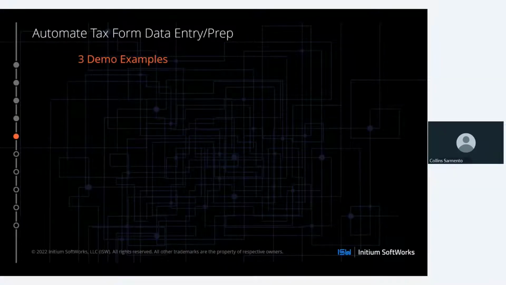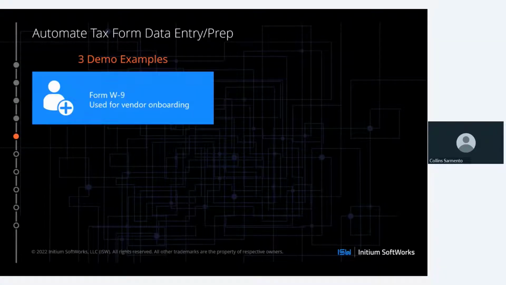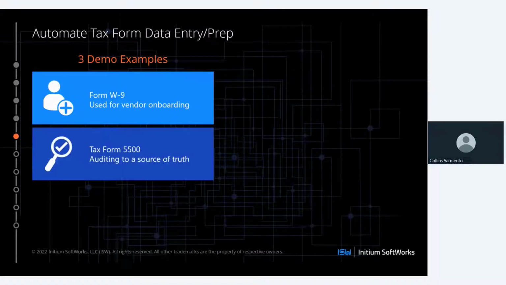Thank you, Dave. Thanks for the overview as well. So today we're going to be looking at 3 different demo examples. The first example, we'll be taking a W-9 tax form and extracting data from that form and using it to create a new vendor in your ERP or accounting system. The second demo we'll be looking at is taking a tax form 5500, extracting all of the data, and auditing it to a source of truth.